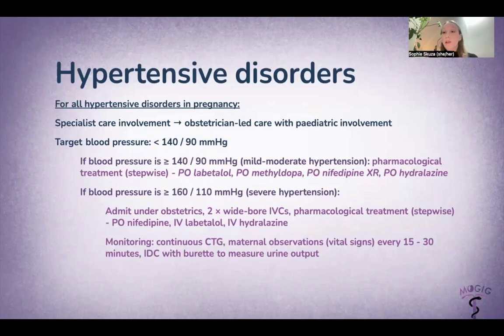If our blood pressure is above 160/110, this is severe hypertension, and at this point it's very important to admit the patient under obstetrics, insert 2 wide-bore intravenous cannulas, and implement stepwise pharmacological treatment, starting with oral nifedipine, IV labetalol, and IV hydralazine. We also need to make sure we're monitoring this patient, so performing a continuous CTG, maternal observations, so our vital signs every 15 to 30 minutes, and inserting an indwelling catheter with a burette to measure urine output.